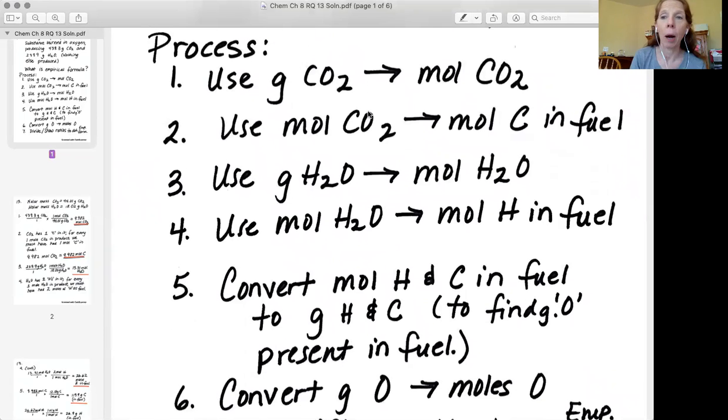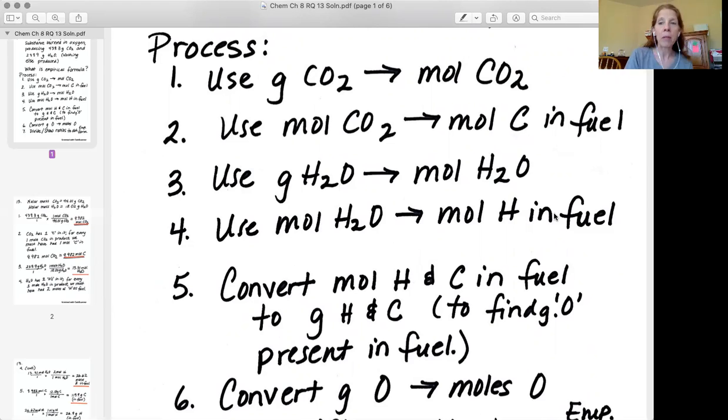For this particular problem, we have carbon and hydrogen and oxygen that are all in our original fuel. So here's the process. We're going to use the grams of carbon dioxide they gave us to figure out how many moles of carbon dioxide we produced. We're then going to take the moles of CO2 we produced and figure out how many moles that would represent in the original fuel. We'll do the same thing with the water. We'll take the grams of water that were produced and figure out how many moles of water were produced. Then we'll figure out how many moles of hydrogen that represented in the fuel. That's the first part of it.